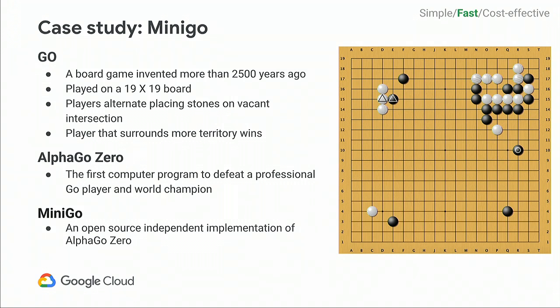It is played on a 19 by 19 board, and players alternate placing the stones on an empty cross-section, and the player that surrounds more territory wins. So Go is an incredibly difficult problem for a computer to learn, and here is why. Just imagine that the number of board configurations that are possible on a Go board is more than the number of atoms in the universe.